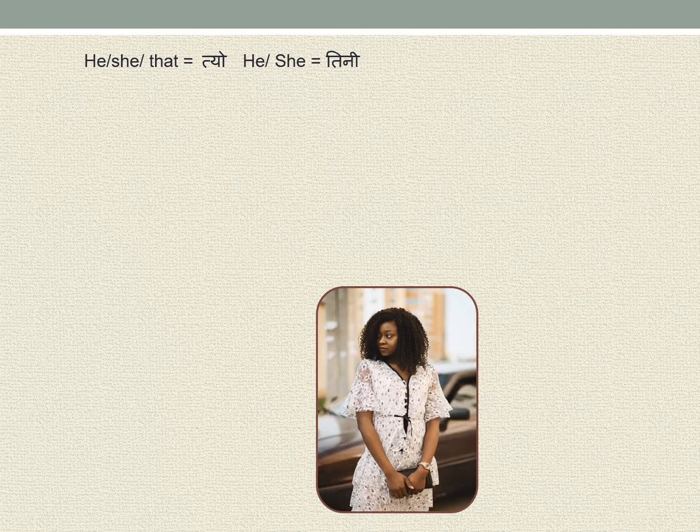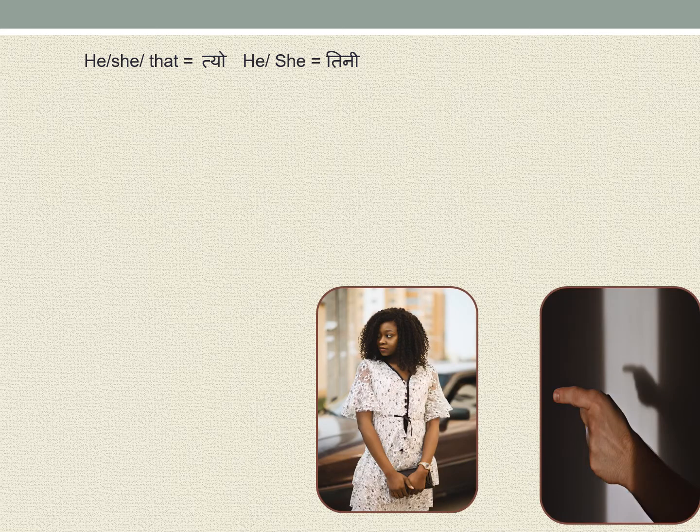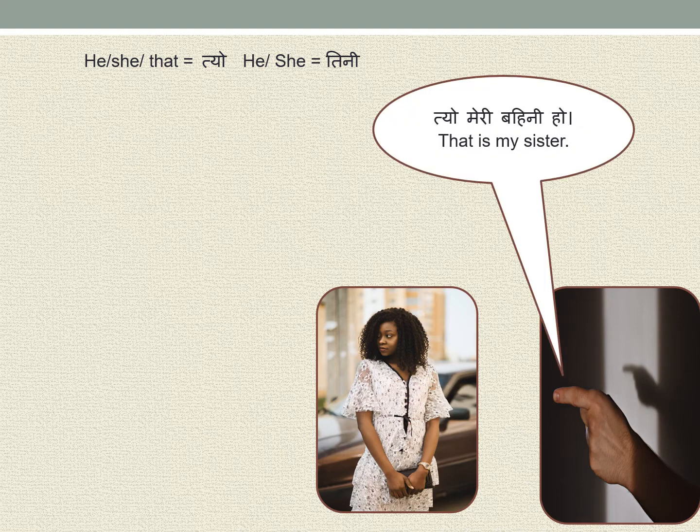So here in the example, maybe the person sees his or her younger sister. So the person said, त्यो मेरी बहिनी हो. That is my sister. So he can see, but the sister is far away, at a distance. So he or she said, त्यो मेरी बहिनी हो, which means that is my sister.